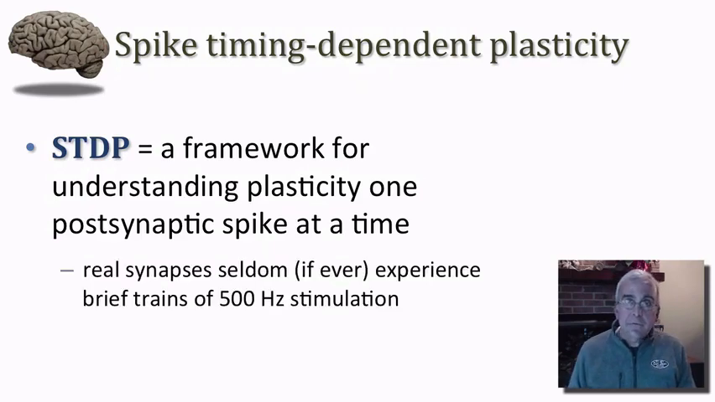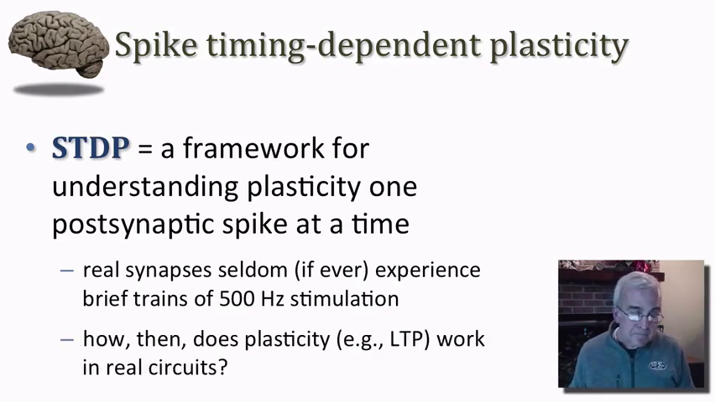Real synapses seldom, if ever, experience brief trains of high-frequency stimulation of the sort that were used in the hippocampal slice preparations in order to demonstrate long-term potentiation. So one might reasonably ask, how then does plasticity work in real circuits if they don't experience the kind of stimuli that typically were used, at least in the classical studies of long-term potentiation?